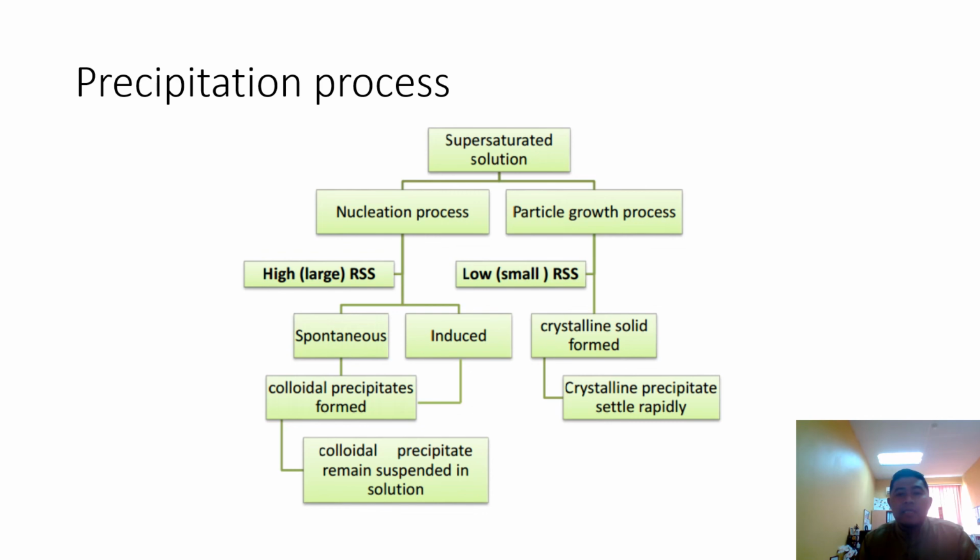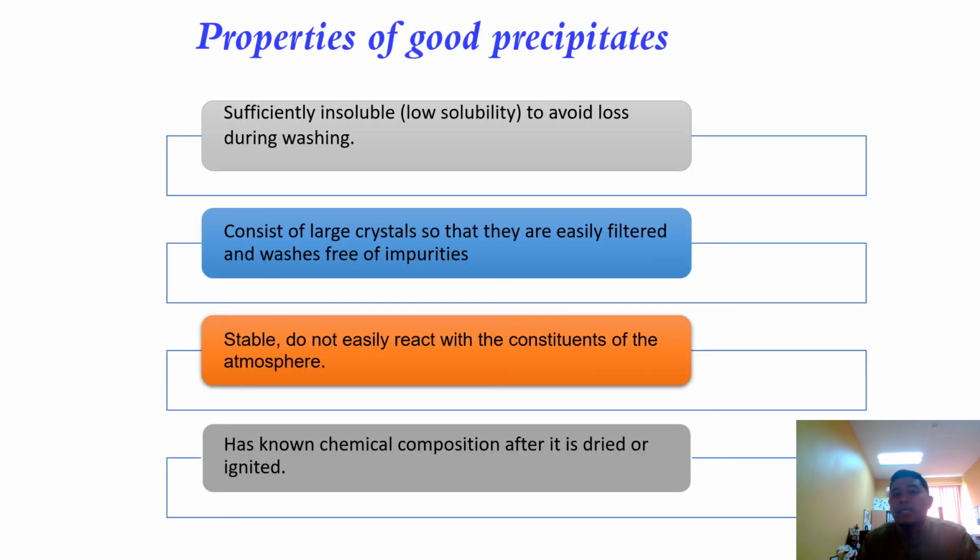Okay, these are the things as I mentioned. This is just a summary of what I already told you previously. So you can see from this chart. Okay, so as I said, once again, I want to highlight these properties of a good precipitate. It must have low solubility to avoid loss during washing, consist of larger crystal size, so it can be easily filtered and washed free from impurities, be stable, and have a known chemical composition.